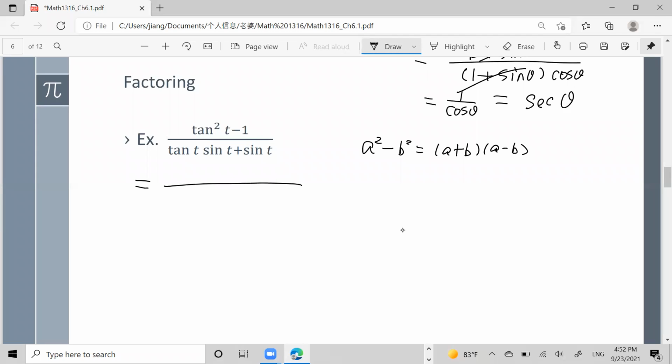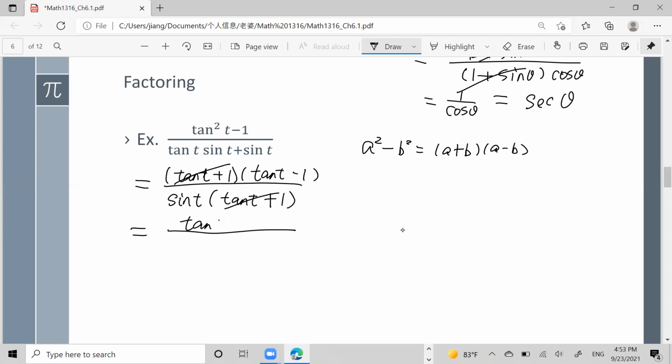So this one equals tangent t plus 1, tangent t minus 1. For the bottom, this term has sine t, and this term has sine t. I can pull out the sine t as a coefficient, and then tangent t plus 1. Here has tangent t plus 1, here has tangent t plus 1, canceled out. So I have tangent t minus 1 and sine t.